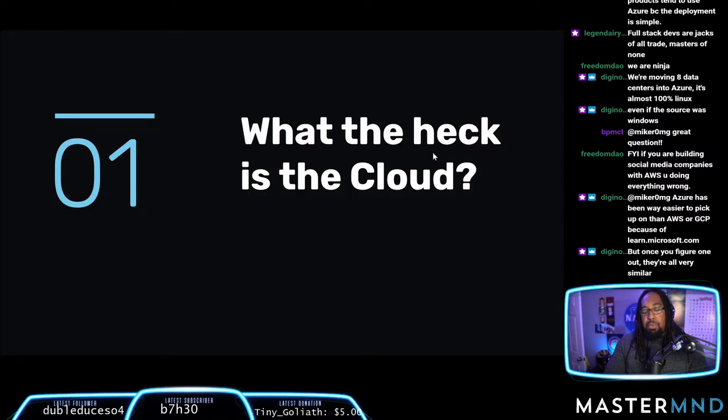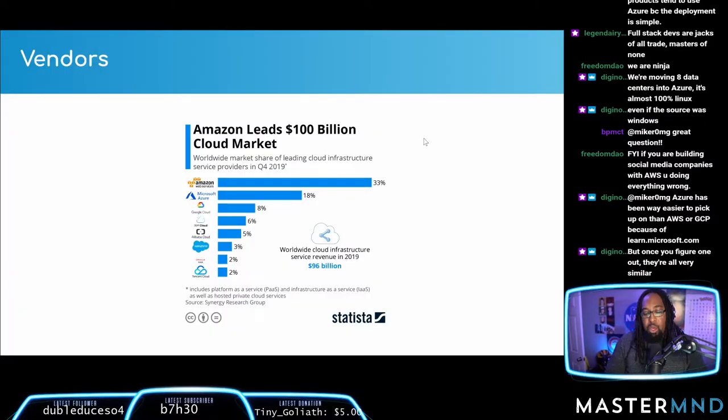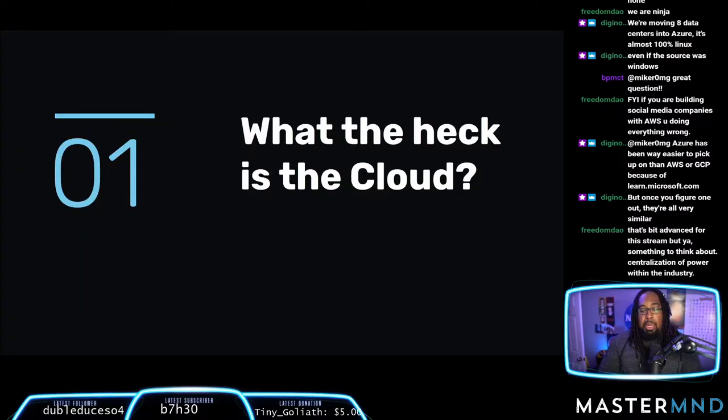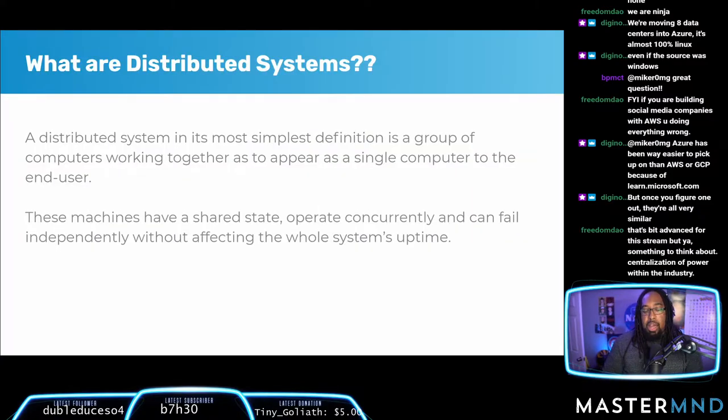All right, so those are the vendors. You can see here, there's a bunch of other ones. Alibaba has a big cloud as well. Salesforce, there's a bunch of them down here. This is old, from 2019. That's supposed to say, what the heck is distributed systems? I'll fix that.